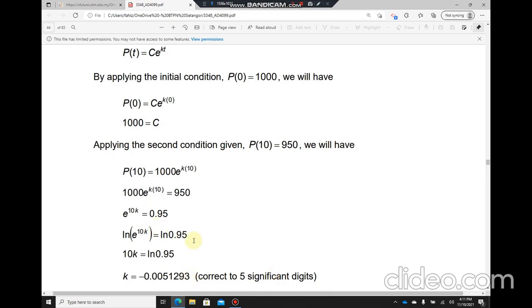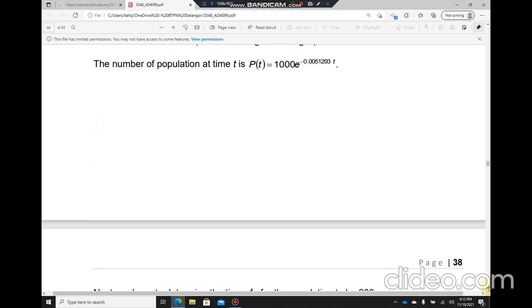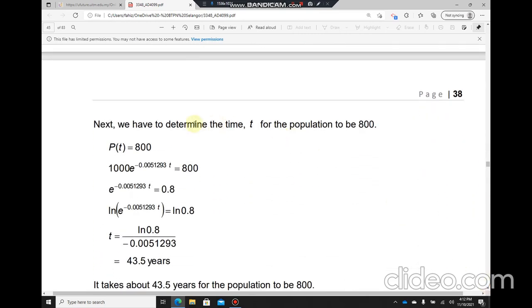Kalau awak dapat banyak kan, sebab nilai dia log. So kat sini you all boleh guna cara yang saya tunjuk tadi dalam example 3.1. So masukkan value and then kira untuk nak dapatkan nilai k, kena letak log kiri dengan kanan, and then find the value of k. So after you get the value of k, you will get the mathematical equation or mathematical model, which is P equals to 1000e^(-0.00512993t). Okay, so this one is after you substitute the value of C and k, kita dah substitute nilai C dengan k.